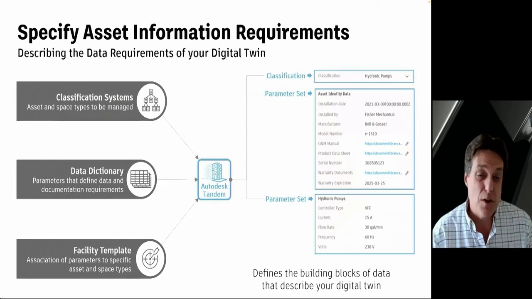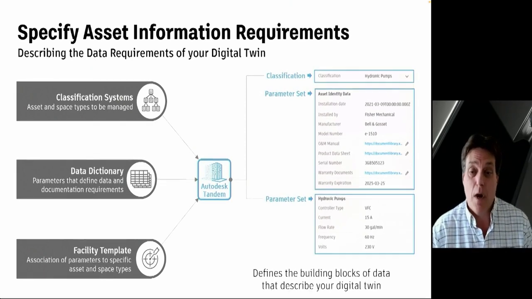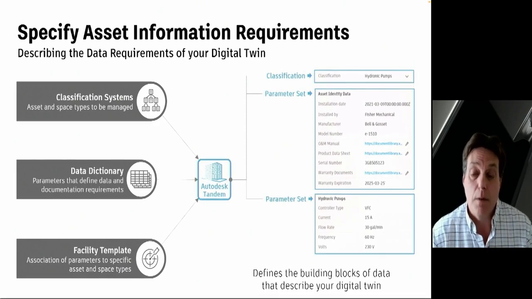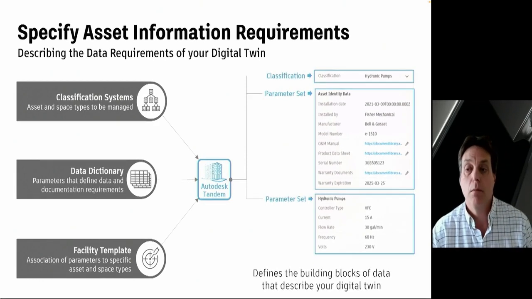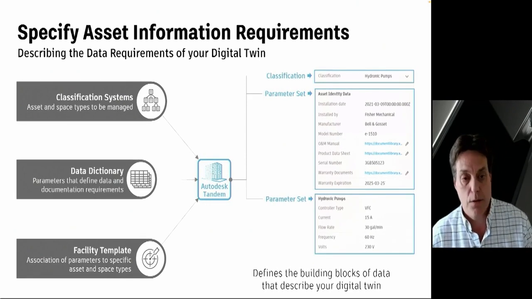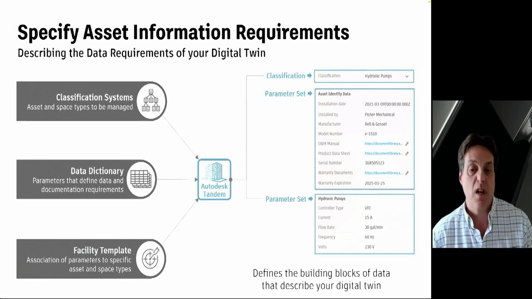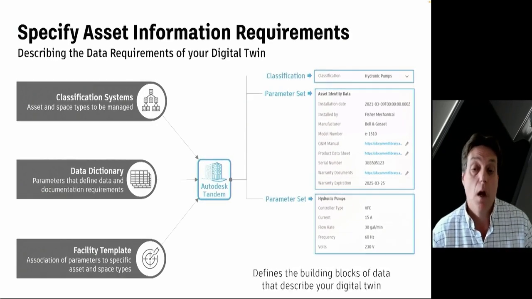Second is really leveraging and extending our data dictionary of parameters to define what data needs to be managed within your digital twin. These include simple values, document links, and outcomes. Standards like COBie, buildingSMART, and the BIMmap specification provide an excellent foundation for a data dictionary.